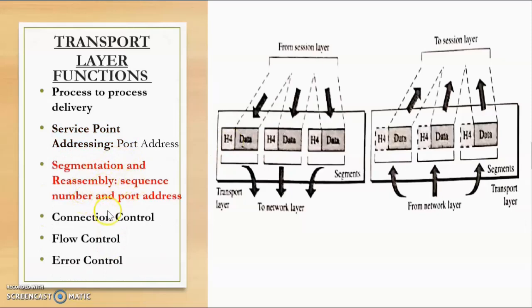Next function is segmentation and reassembly, which means that at the sender side the transport layer will divide the information into segments and also it will assign sequence number along with the port number. So sequence number and port number will be assigned in the headers of each segment, and at the receiver side the segments will be reassembled. So as a result it is known as segmentation and reassembly.